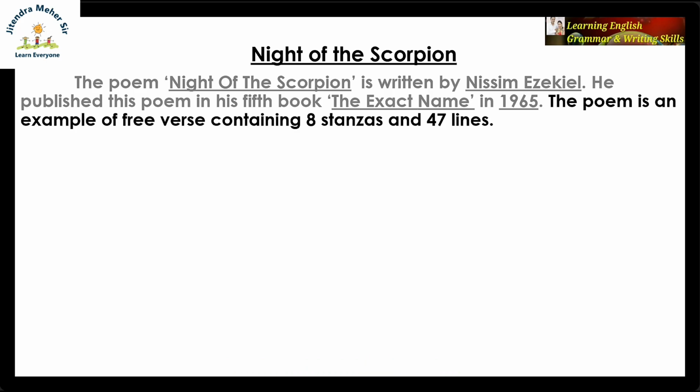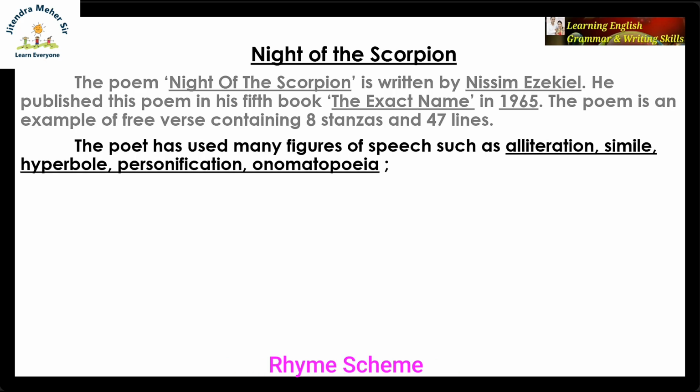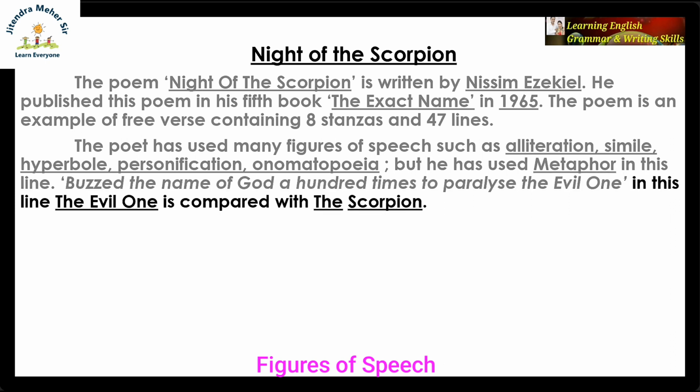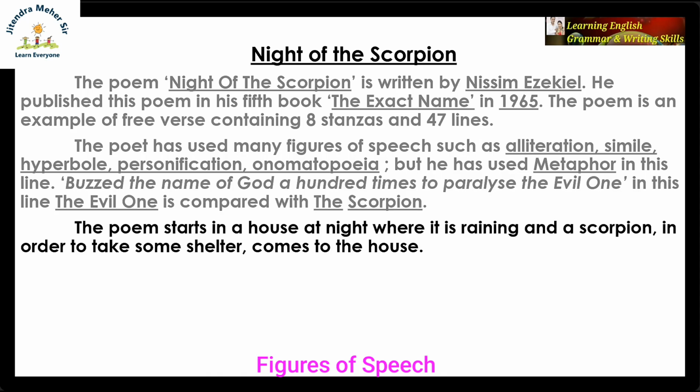The poem is an example of free verse containing 8 stanzas and 47 lines. The poet has used many figures of speech such as alliteration, simile, hyperbole, personification, onomatopoeia. But he has used metaphor in this line: "Burst the name of God 100 times to paralyze the evil one." In this line, the evil one is compared with the scorpion.